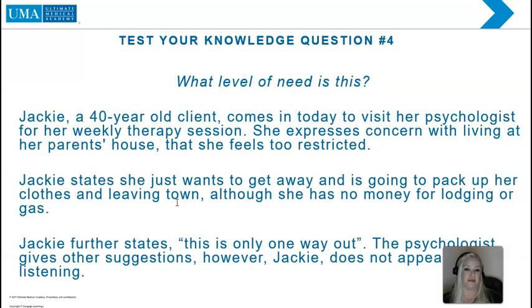Jackie further states this is the only way out, and the psychologist gives other suggestions. However, Jackie does not appear to be listening. So a couple of key things here. We see that Jackie is feeling like this is the only way out, and also it appears that Jackie's not listening. So those are some key factors that go along with this particular level. So what do you think this level is?